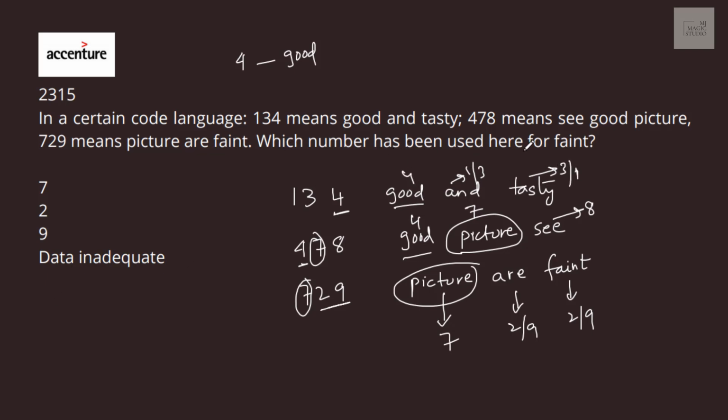So which number has been used here for faint? For faint, it can be either 2 or it can be 9. We are not in a certain position to find the actual number which is used for faint. So I'll go with data is inadequate to perfectly find the answer in this case.